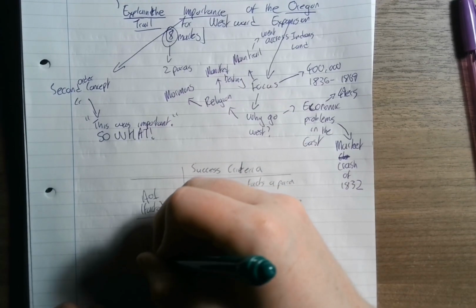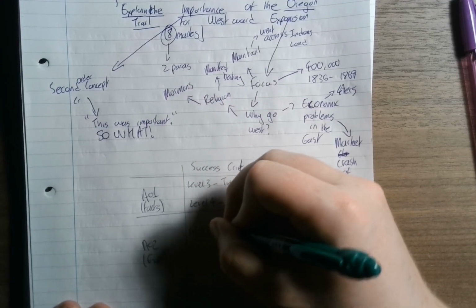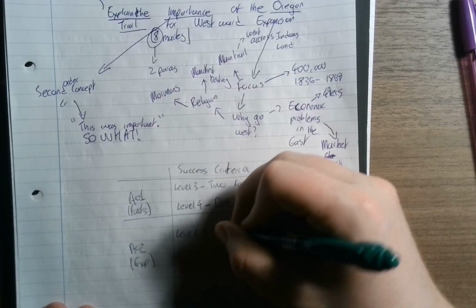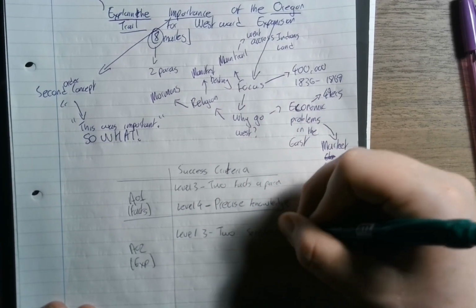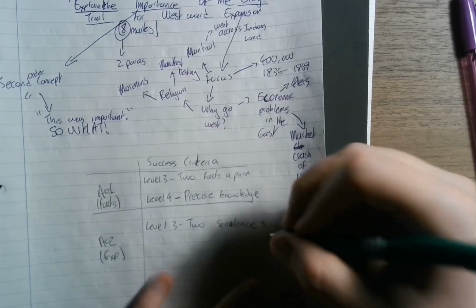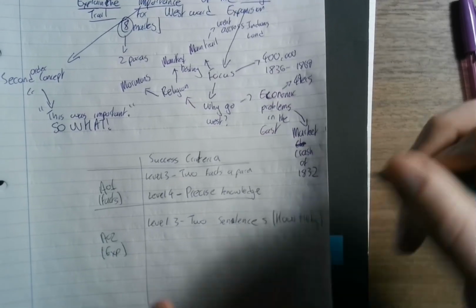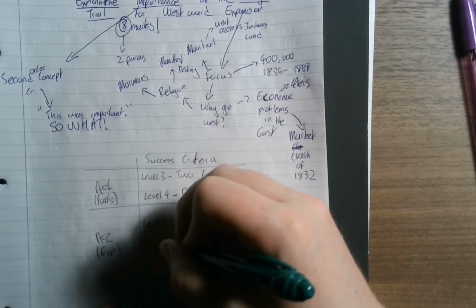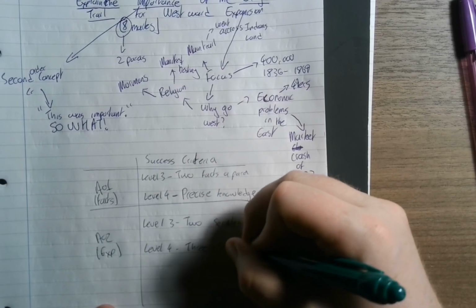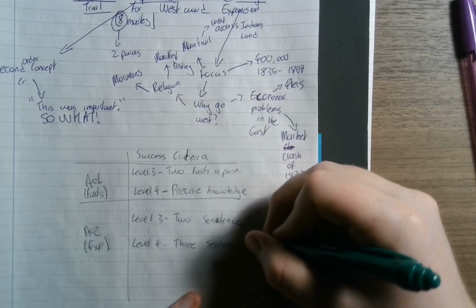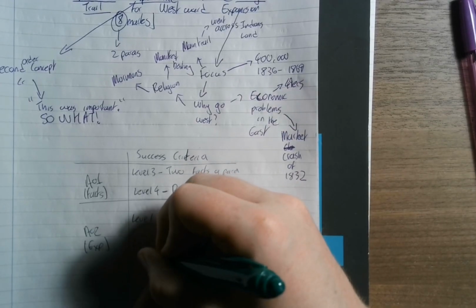AO2 is explanation. And there we go for level 3. As you already will be aware, that's 2 sentences. I've misspelled sentences there, haven't I? I'll just score out that little C. And that is how and why. And level 4, that's 3 sentences of how, why, so, what.